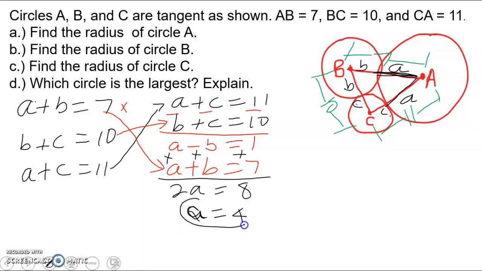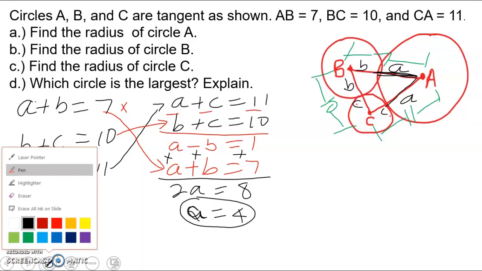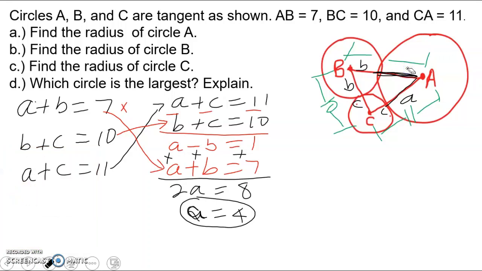So now we have one of them. Once we have one of them, we go back. If A is 4, I'm going to erase one of the Bs and one of the Cs, so we can have space to write what they are. So we found that A is 4. Since we know this length is 7, I think I erased it accidentally, we can use that to find B, because this side is B. So that would be 7 minus 4, which gives us 3. So B is 3.